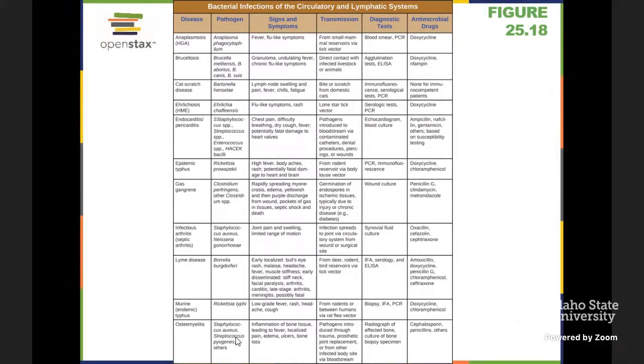Osteomyelitis, staph, and Strep pyogenes. There are some others, but these are the main culprits. Impacting the bone, inflammation of bone tissue, which to me seems like that's got to be super painful, right? You would think. Fever, pain, edema, ulcers, and ultimately potential bone loss as a result of that.